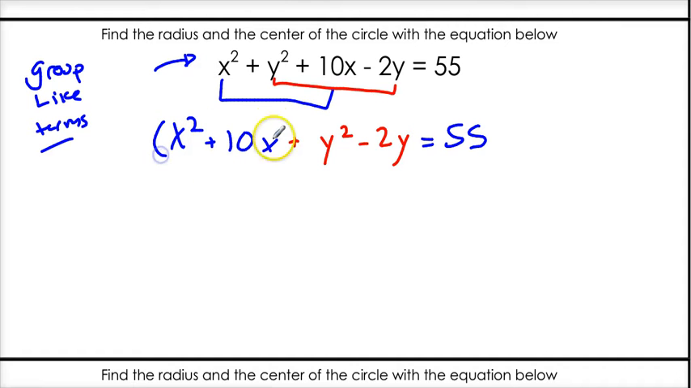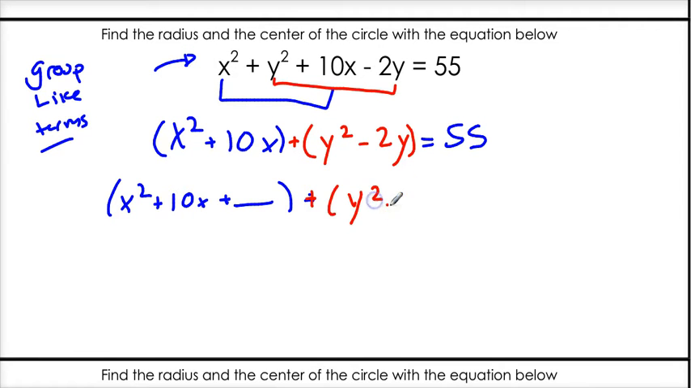So let's do exactly like we did together. We got our like terms together, okay? We're going to keep working with these. We got to make this into the form that we know. We got to make some perfect squares. So let's take a look. We're going to go x squared plus 10x plus blank. And then we're going to do it again, plus y squared minus 2y plus blank. And if you remember now, since we have two blanks here, we're going to do 55 plus blank plus blank.